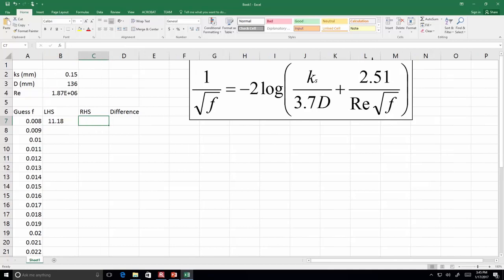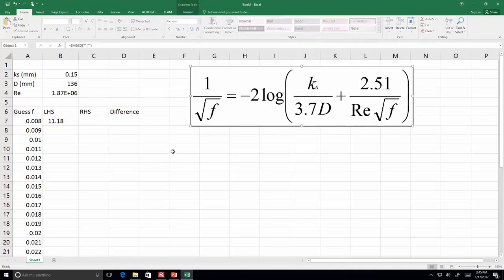All right. Now the right-hand side is going to be a little more tricky because that's the complex side of the Colebrook equation. Okay, so equals -2 times the log. And now we have to put in K sub s. I'm going to anchor that because we're going to drag this down. We always want it to refer to that same cell location. Divided by 3.7 times the d value, also anchoring the diameter reference.